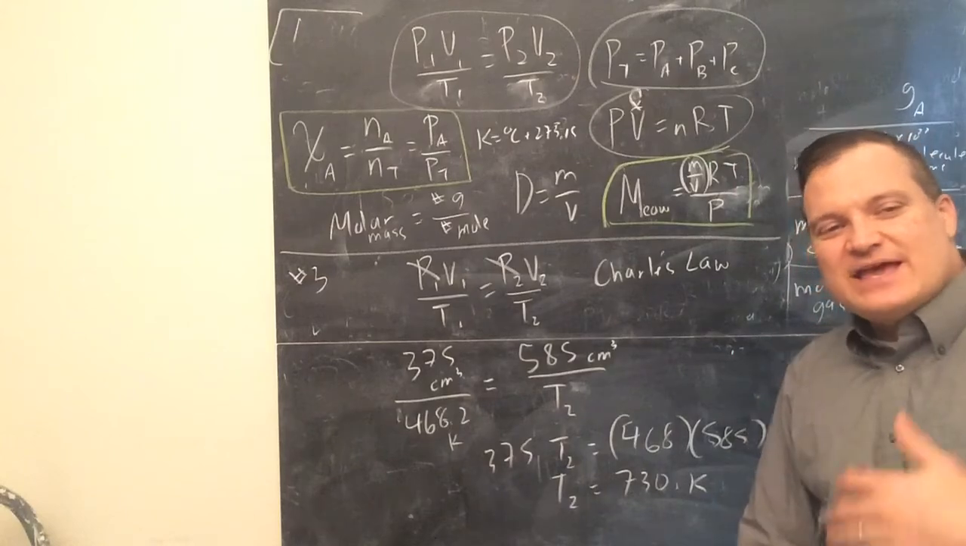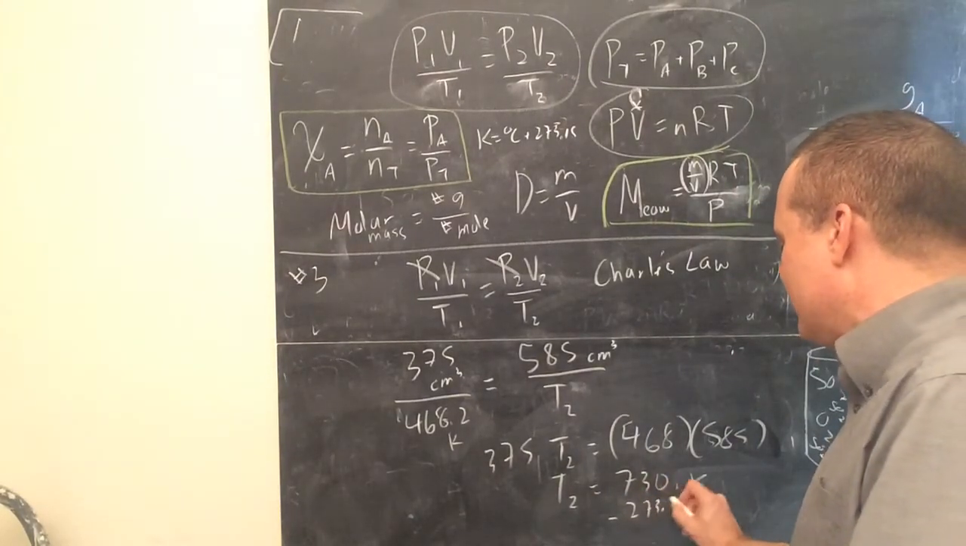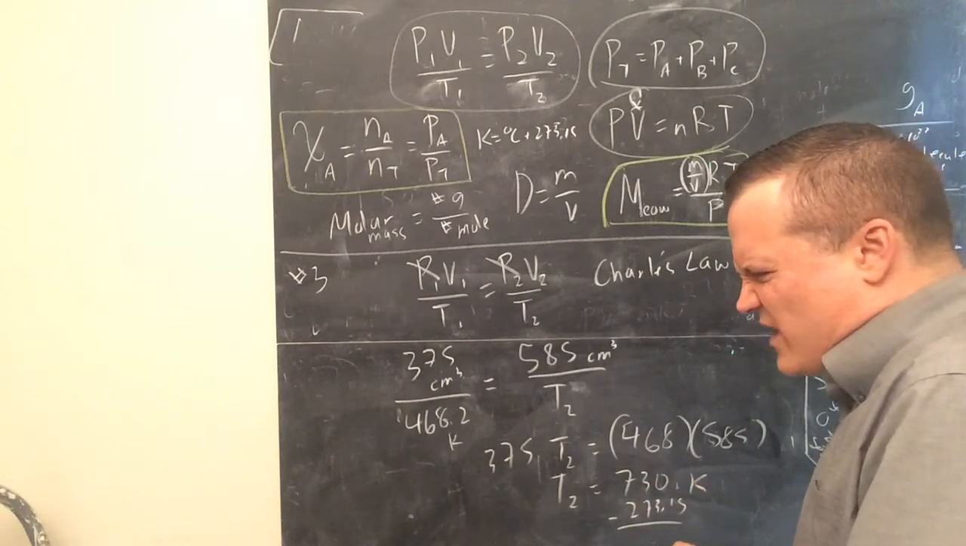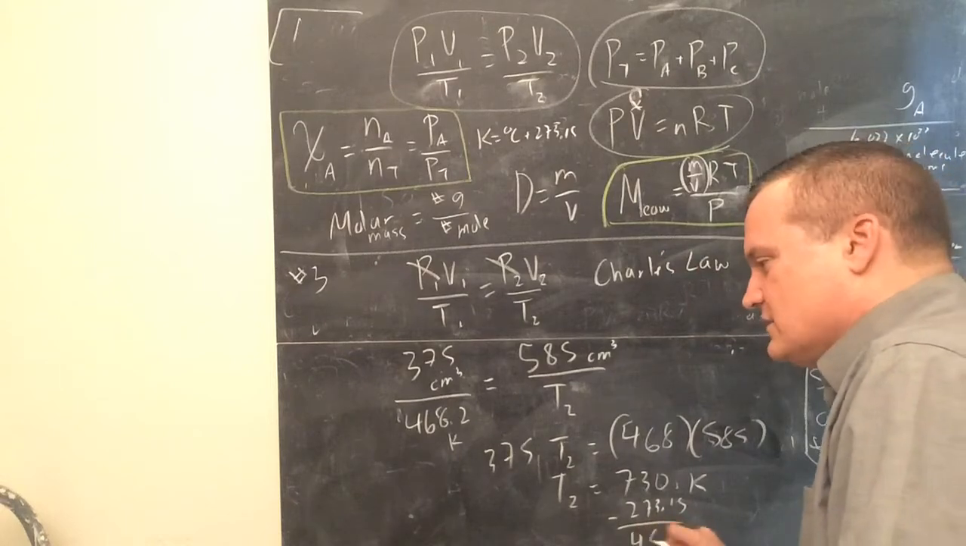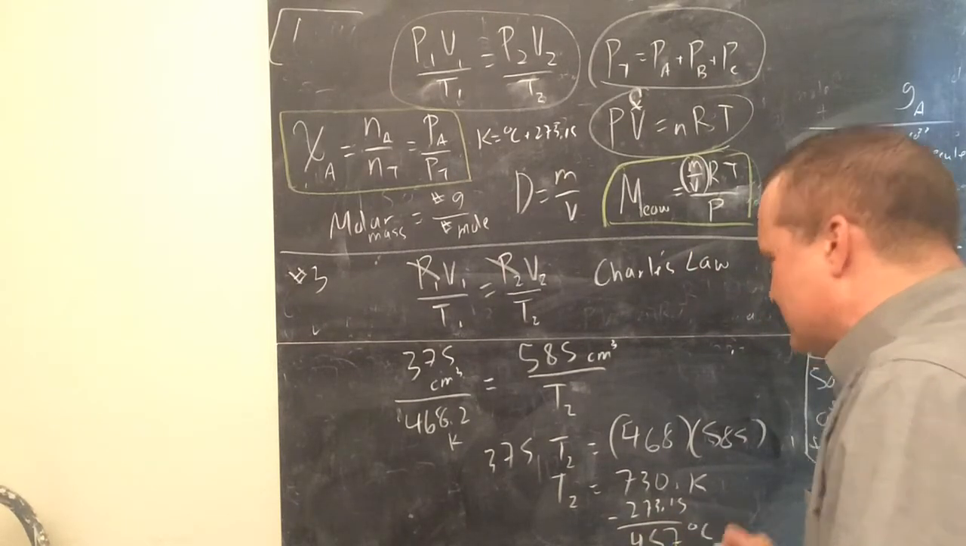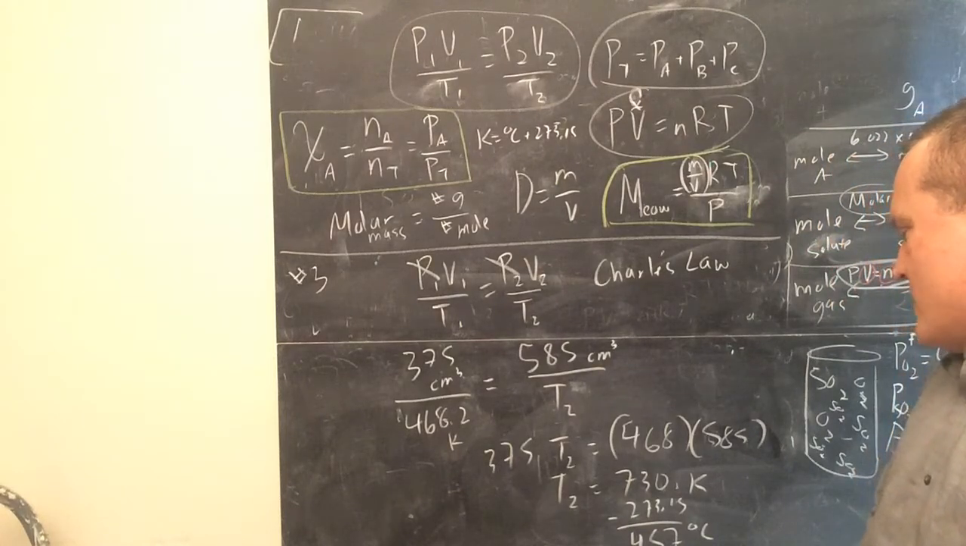Now, if they were to ask what it is in Celsius, then you have to subtract 273.15, and then you get 457. Okay, 457 degrees Celsius. It's on your worksheet, entry.